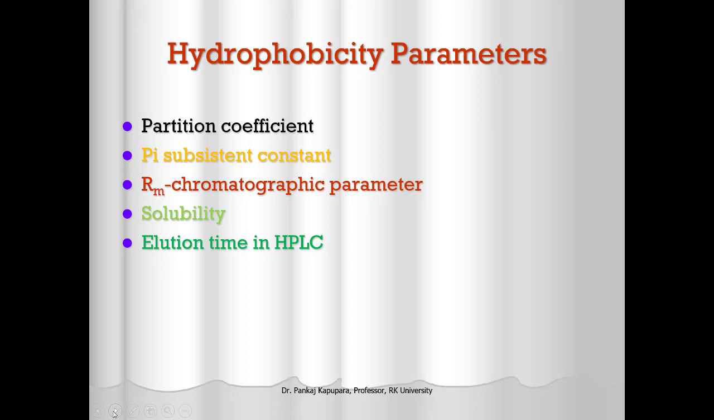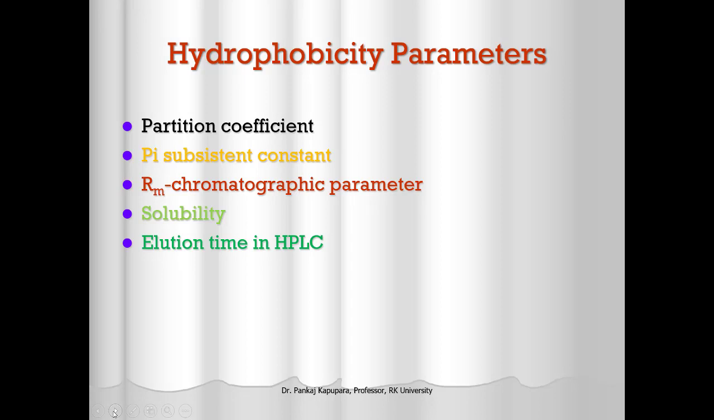Partition coefficient: we can generally determine the partition coefficient of any drug substance practically by using an octanol and water system. The pi substituent constant is the contribution of a particular group, such as a methyl group, oxygen or nitrogen, having a sufficient amount. The summation of that will give the pi substituent constant. Chromatographic parameter: we know the RF value very well.